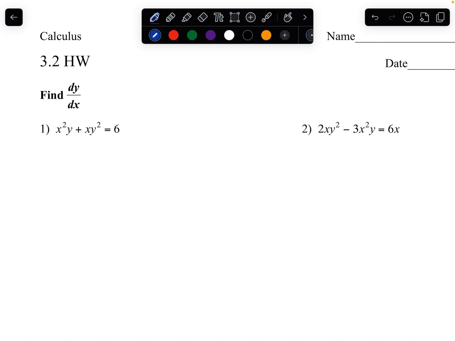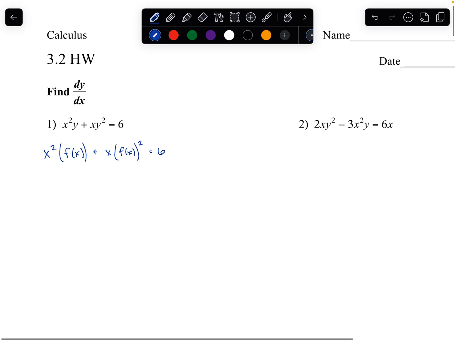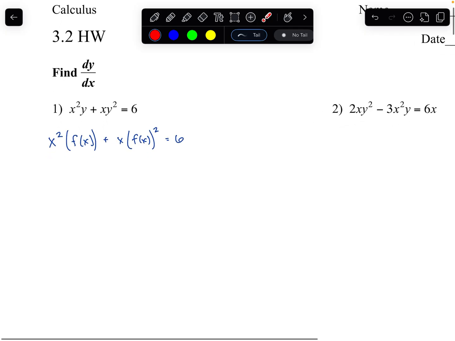And for this problem, I'm going to rewrite it to kind of explain what we're doing here. Instead of saying y, I'm going to write it as f of x. And then x, and then we'll have f of x squared equal to 6. So basically, implicit differentiation is just the chain rule, except we don't know the inside function. We basically just don't know the inside function. And so we just use general notation.